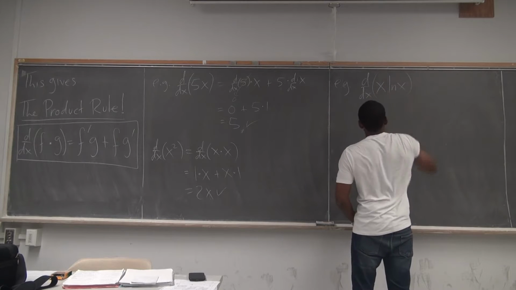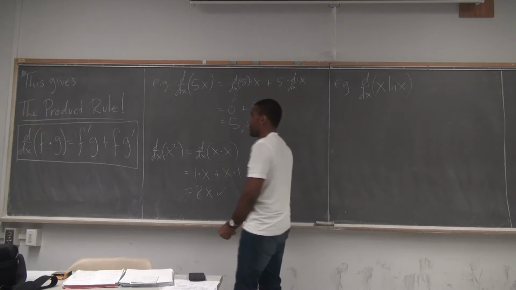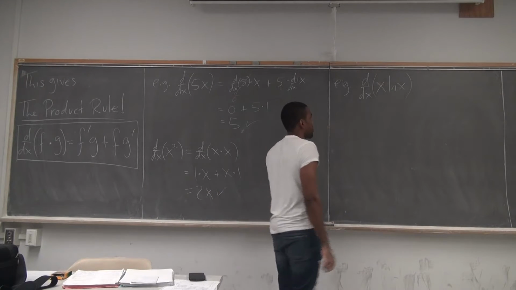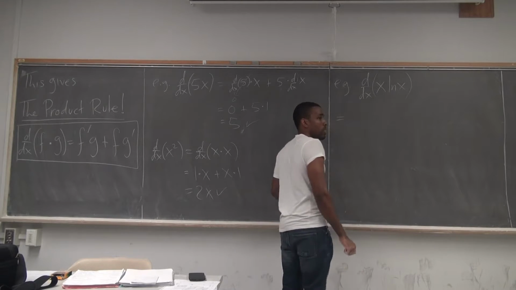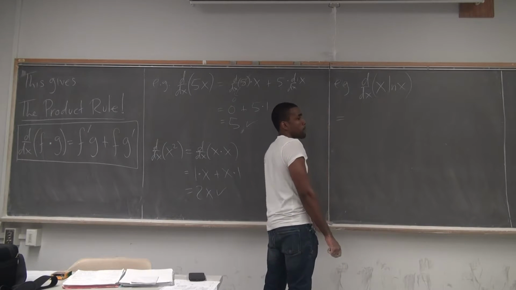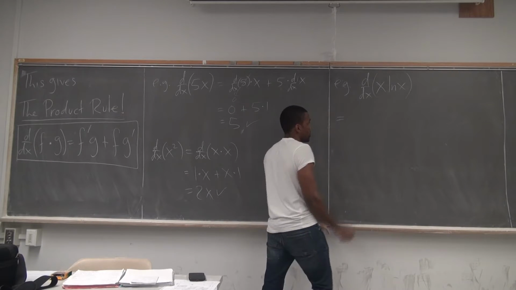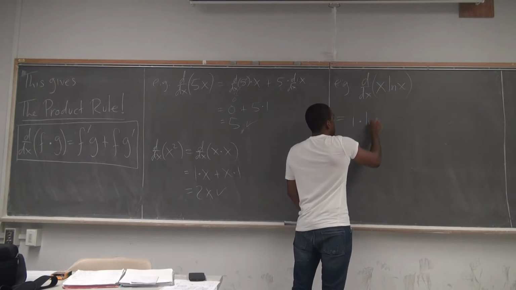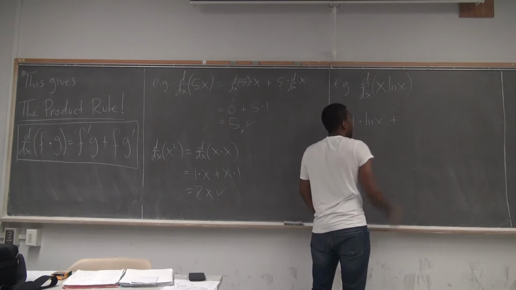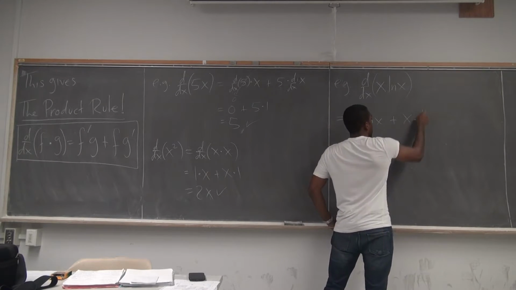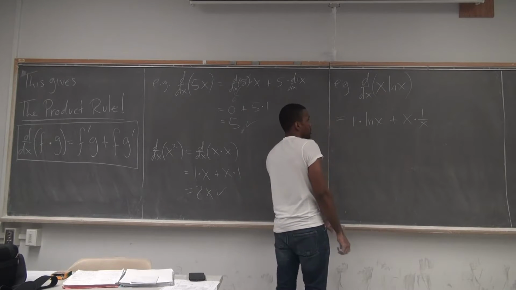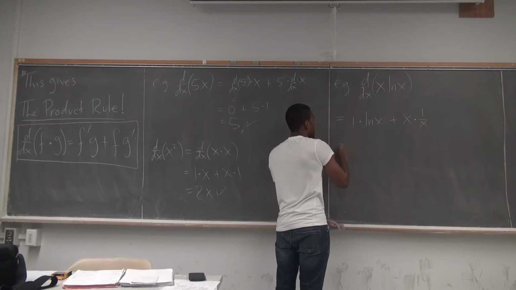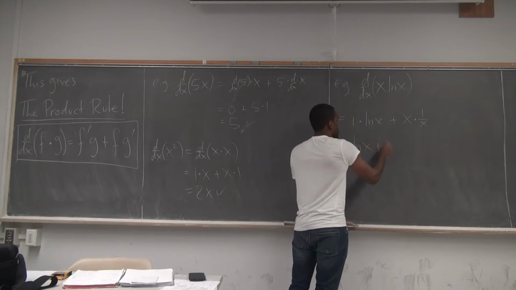That function, x times ln x. Answer. Plus x times 1 over x. Of course, that can simplify. x cancels x. So the answer is ln x plus 1.